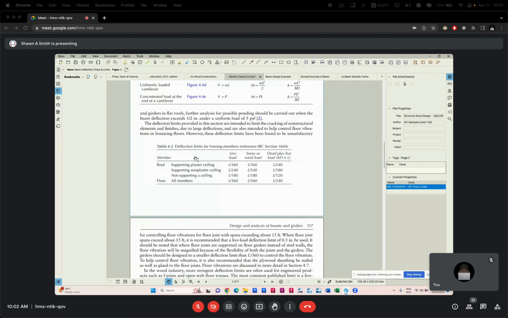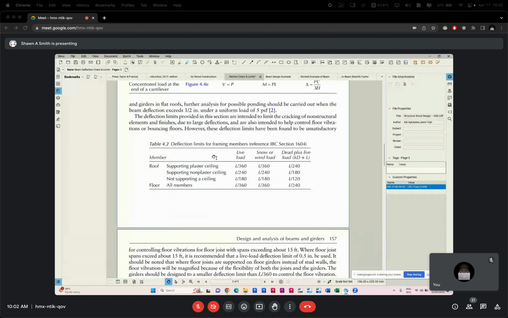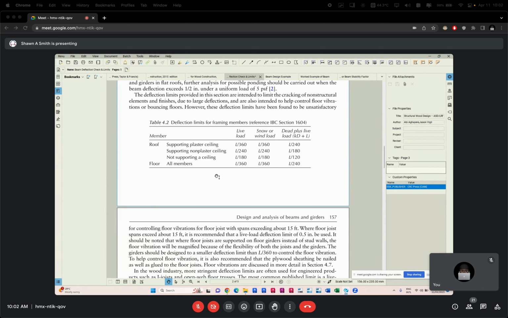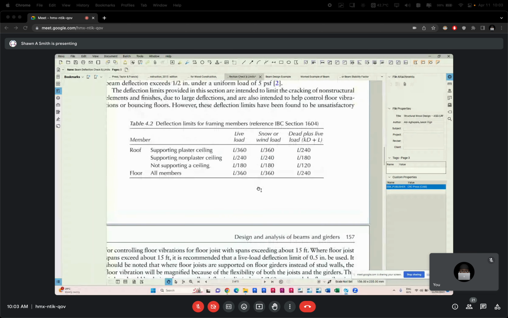Now, the next table, class, is this one, table 4.2, the deflection limits for framing members. Framing members means beams, right? Whether they want to be joists, girders, beams, purlins, whatever you want to call it. As long as it's a beam, it's referred to as a framing member. All right. Now these are the deflection limits. Let's look through this table and see if we can understand.